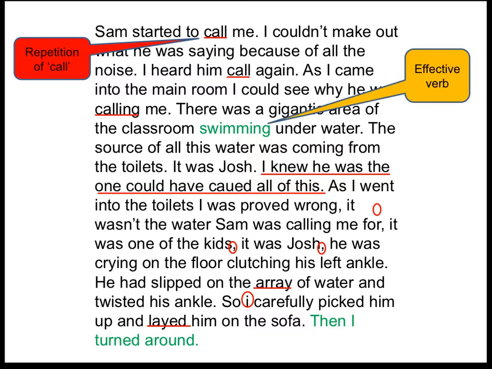We see here an effective verb used in the sentence, there was a gigantic area of the classroom swimming underwater, which works quite nicely in that particular sentence.